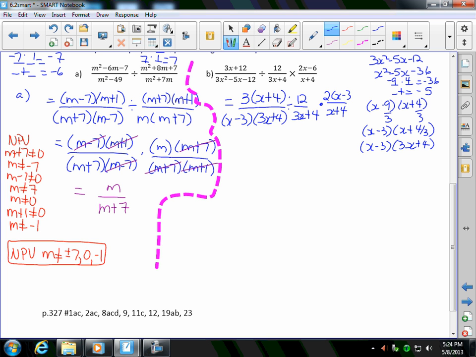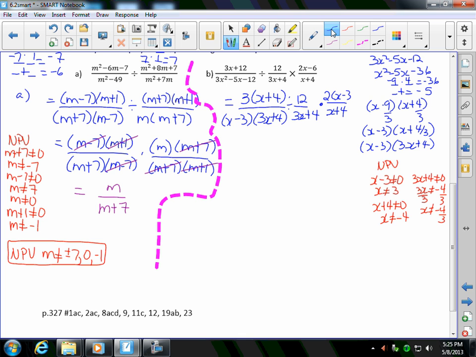So now I do my restrictions. I have x minus 3 is not equal to 0, so x is not equal to 3. 3x plus 4 is not equal to 0, so 3x is not equal to negative 4, divide by 3. So x can't equal negative 4 thirds. I have another 3x plus 4, now I need an x plus 3, or sorry, x plus 4, not equal to 0, so x is not equal to negative 4.